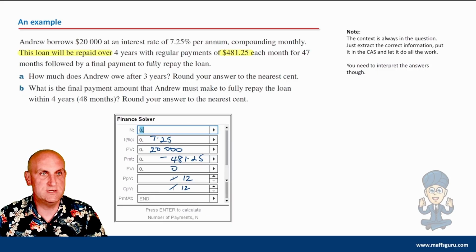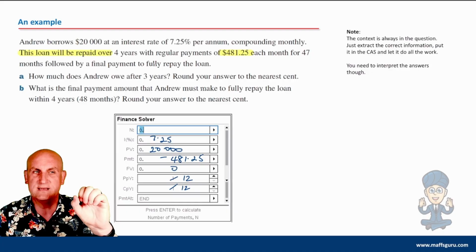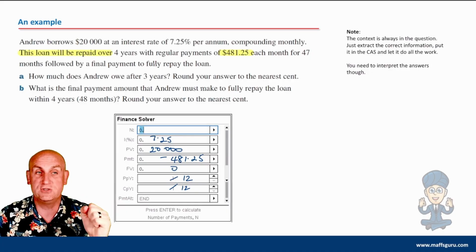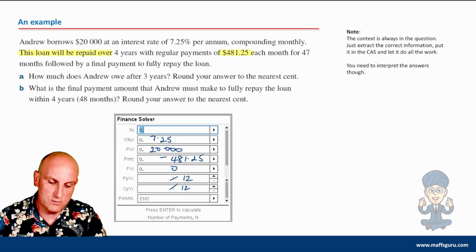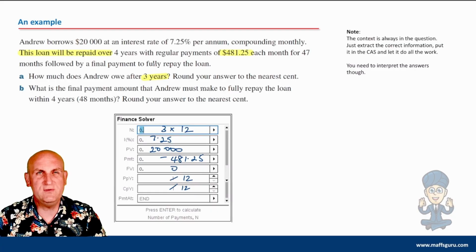Right, so we've got some information here. How much does Andrew owe after 3 years? Oh, now notice they've given me all that information, but then suddenly they've thrown a bit of a curveball. A minute ago we were looking at 4 years, weren't we? Now it says 3 years. Well, that's basically code for saying I know my number of payments. So that's going to be 3 times 12, because it was monthly.